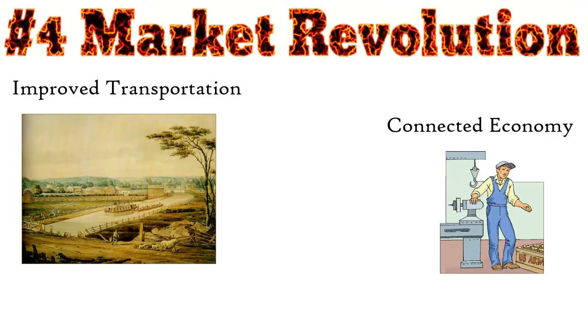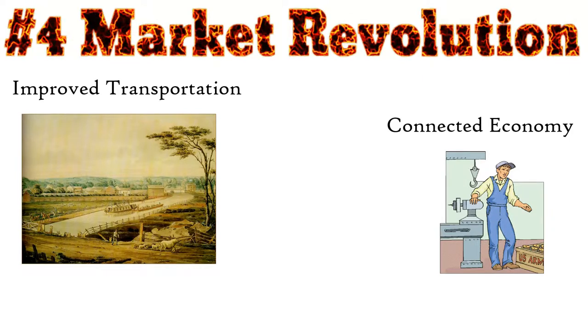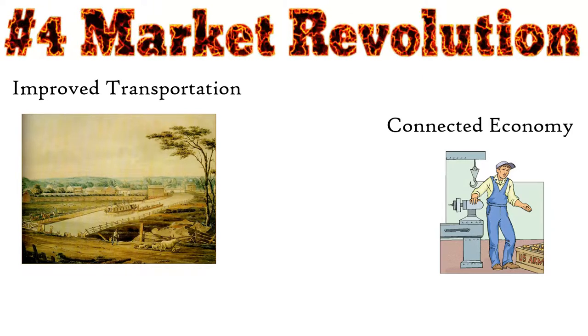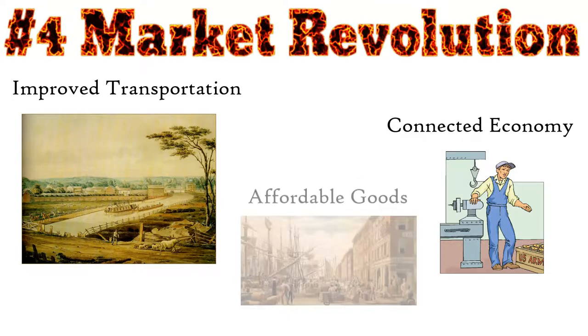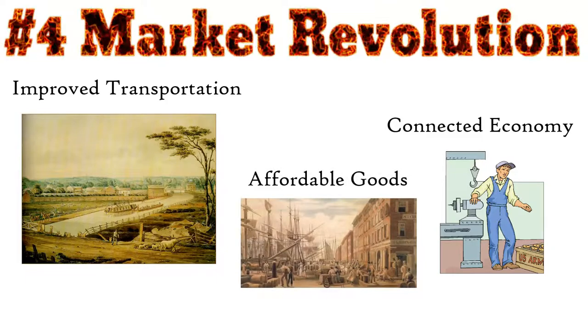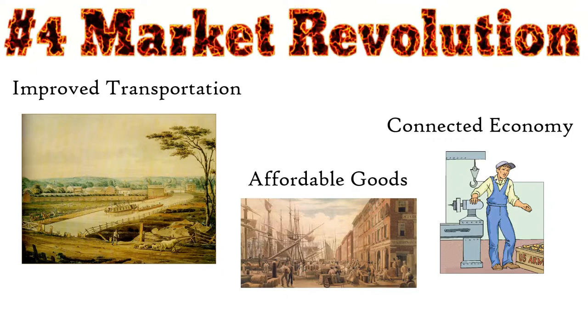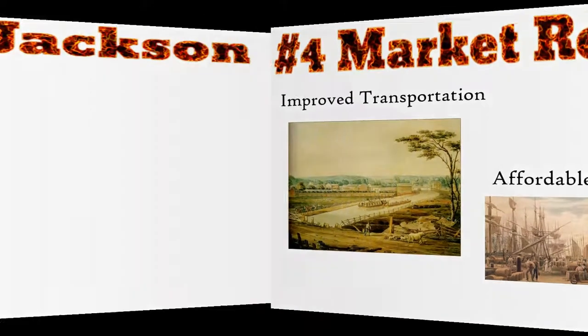The market was thriving, but the life of factory workers was far from easy. Conditions were so bad that these workers were often referred to as wage slaves. They worked long hours for low wages and often in dangerous conditions. But because of the market revolution, more goods were now available and more affordable for the average American.